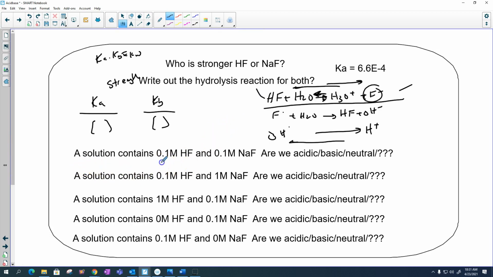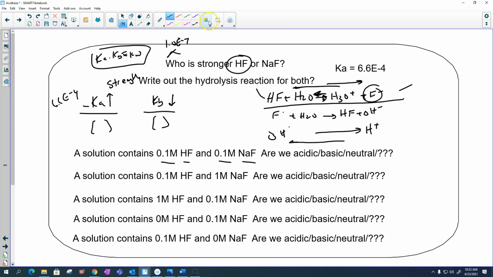The solution contains 0.1 molar HF and 0.1 molar NaF. Now, in this case, strength-wise, the Ka value is 6.6 e to the negative fourth. Now I can use this method to solve out for this, but the teeter-totter on this thing is 1.0 e to the negative seventh, so I know that this Ka went up and this Kb is down. So in this case, who is stronger? The HF is stronger.